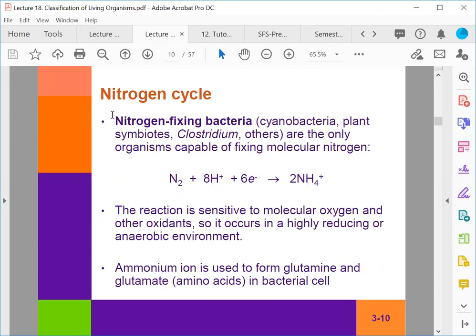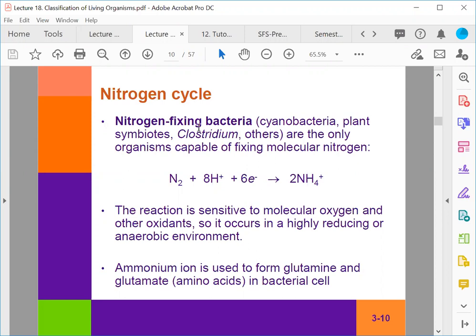It involves these incredibly important bacteria called nitrogen fixing bacteria. So this includes the bacteria known as the cyanobacteria. It includes other bacteria that are plant symbiotes. So these are bacteria like rhizobia that are very, very closely associated with the roots of certain plant species. Then we have free-living soil bacteria belonging to the genus Clostridium and others. These free-living bacteria are not associated closely with plants. So these are the nitrogen-fixing bacteria.